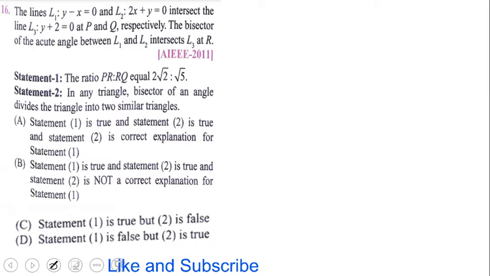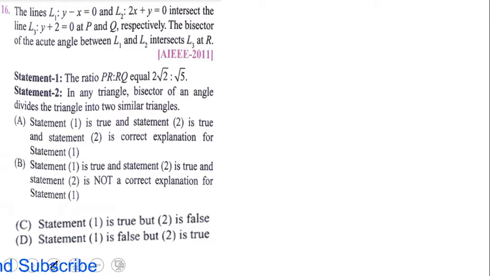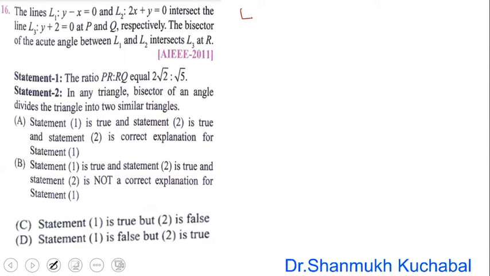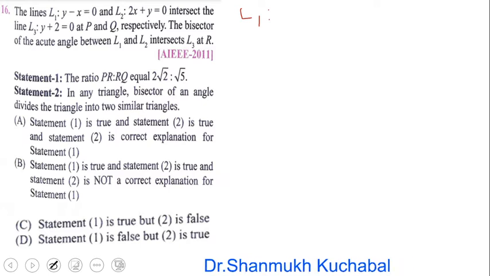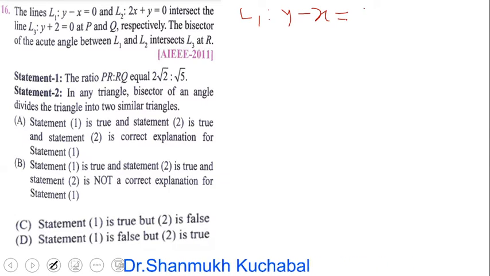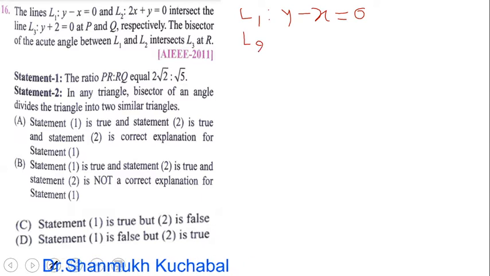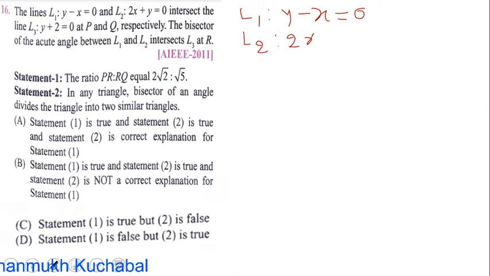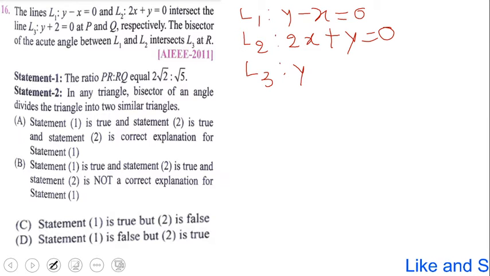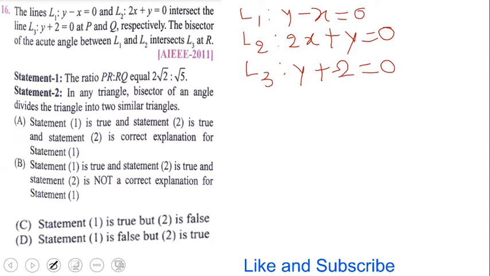So here we have the following options. We have to analyze it. First, taking the primary information, we'll draw a diagram of this. We have the first line L1, y minus x equal to 0. The second line L2 is 2x plus y equal to 0, and the third line L3 is y plus 2 equal to 0.